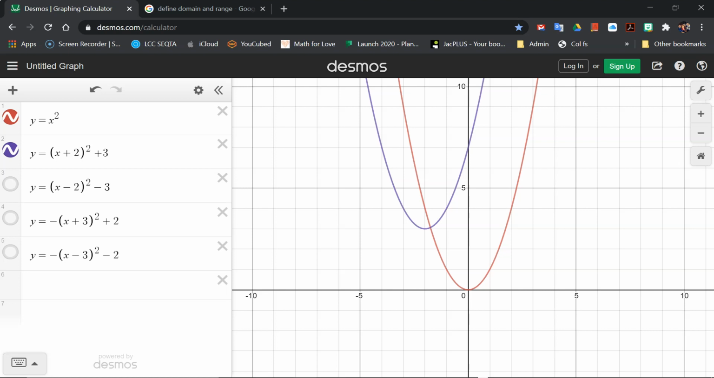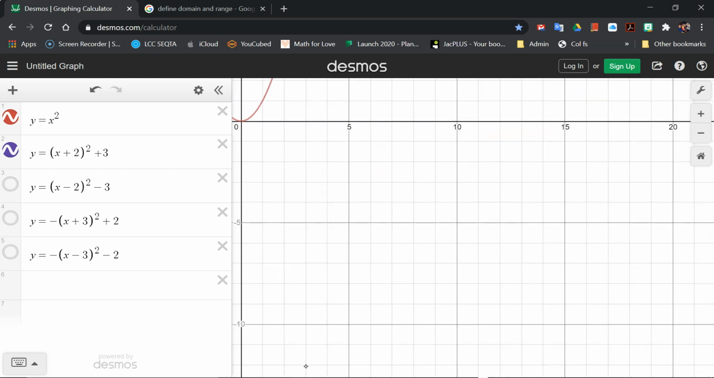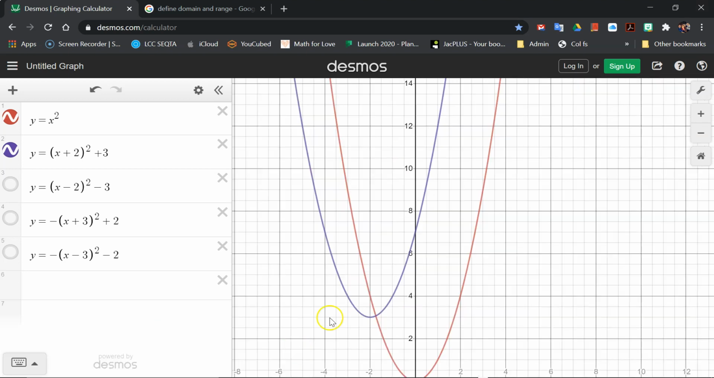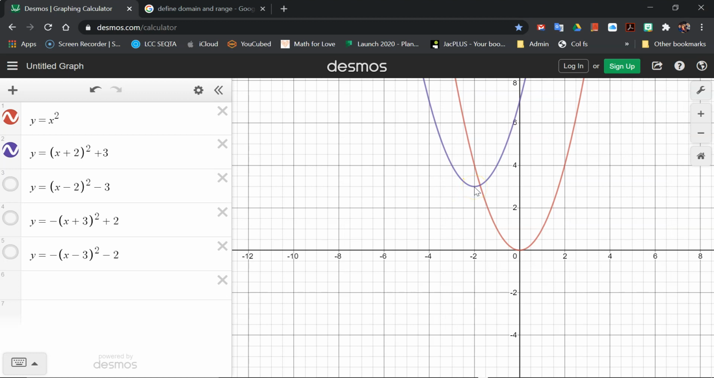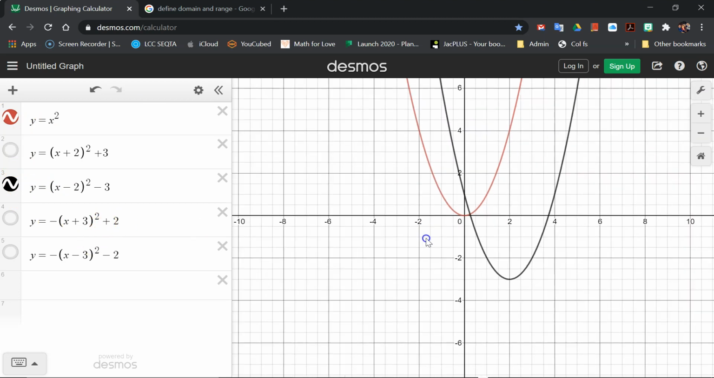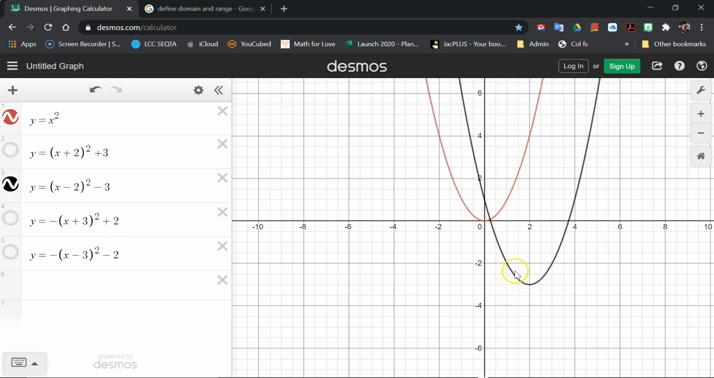Over here we can see that right here is our turning point at -2 and 3. If we were to highlight the next one, not only has it moved 2 units to the right, but it's moved 3 units down. So here we have a turning point of 2 and -3.